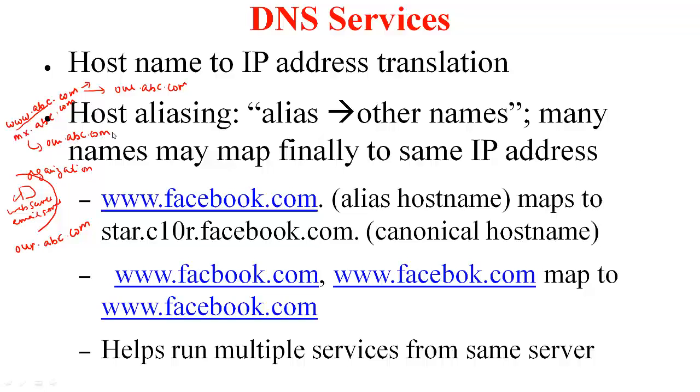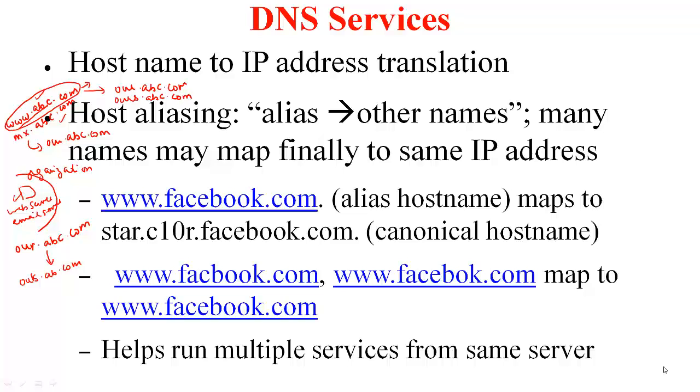Another advantage here is that later, if you want to move this web service from this machine to some other machine, let's say ours.abc.com, you don't have to revoke this advertisement that you have already told others. Others can still access your web server by typing in this, except that within the DNS system you will change the mapping now to ours.abc.com.